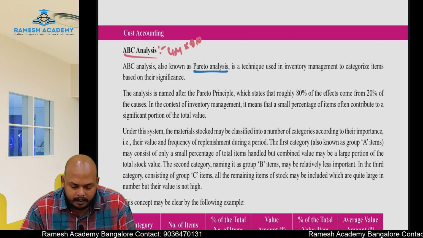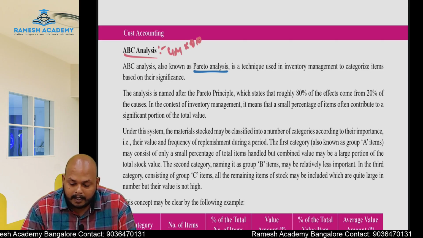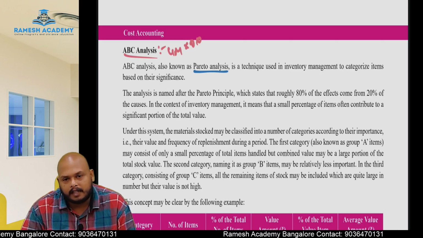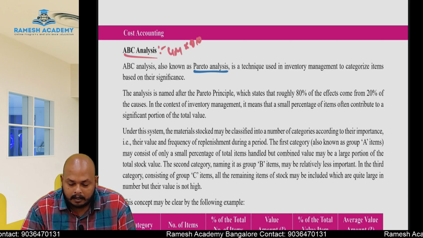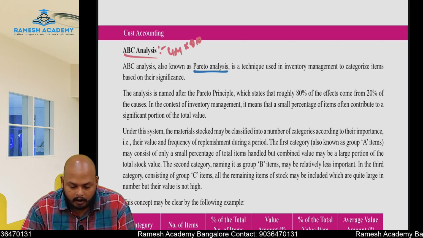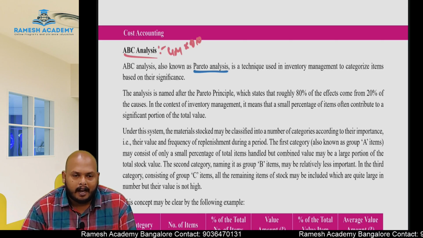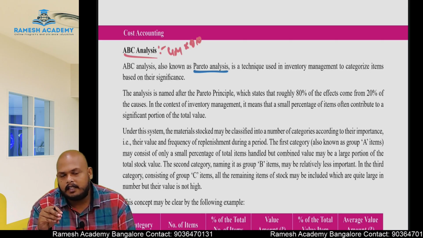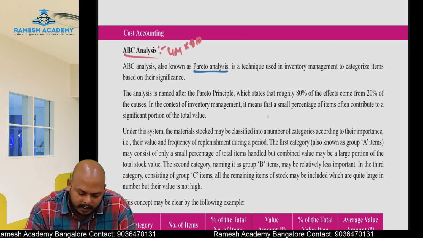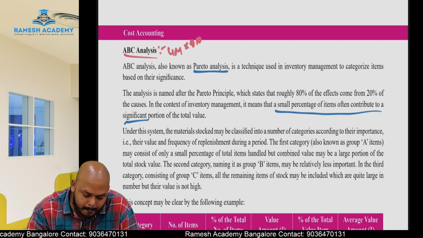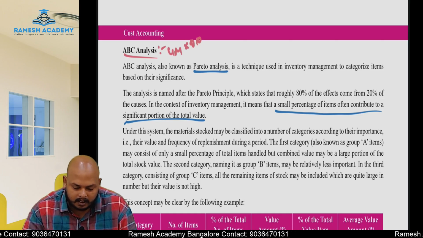This analysis is named after the Pareto principle, which states that roughly 80% of the effects come from 20% of the causes. In the context of inventory management, it means that a small percentage of items often contribute to a significant portion of total value. Means the item is in very small quantity, but its value will be very high. This is the meaning of this sentence.